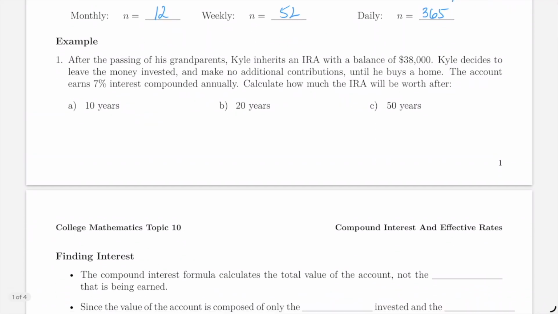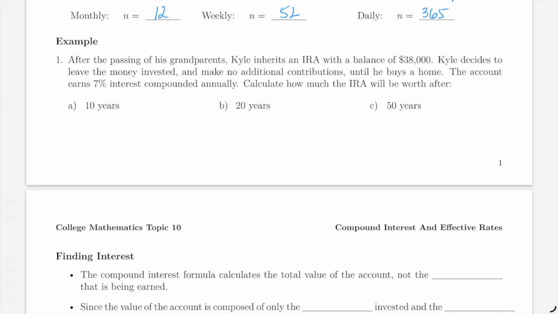After the passing of his grandparents, Kyle inherits an IRA. This is called an individual retirement account, with a balance of $38,000. Kyle decides to leave the money invested and make no additional contributions until he wants to buy a house. The account earns 7% interest compounded annually. Calculate how much the IRA will be worth after these different time periods.